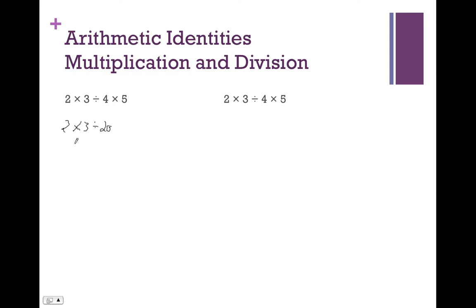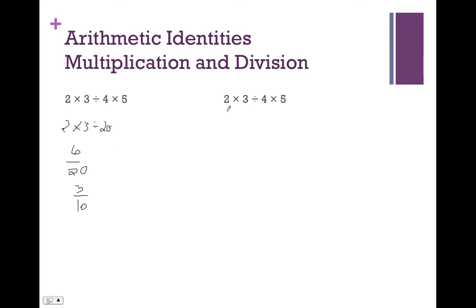And that gives us, let's do it from left to right now, 2 times 3 is 6. 6 divided by 20, that's a fraction. I'm going to convert that into a fraction. Now, if we divide top and bottom by 2, we'll get 3/10, which is incorrect.